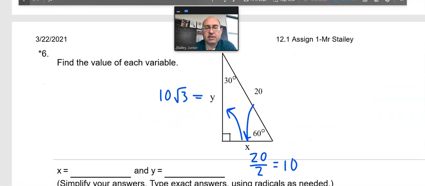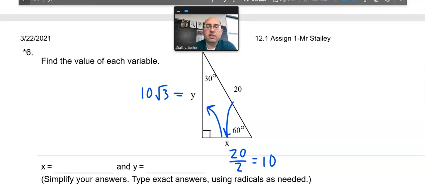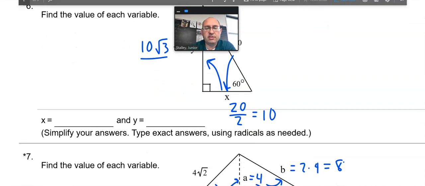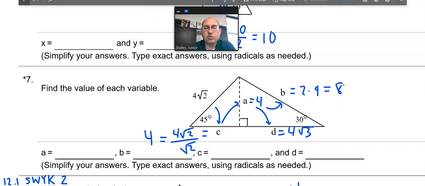Here's another 30, 60, 90 right triangle. This time we're starting with, oh, hey, it's the same idea. We're starting with the hypotenuse and working our way back. Divide by 2, multiply by radical 3. End of story. We will be using that 30, 60, 90 right triangle a bunch more.